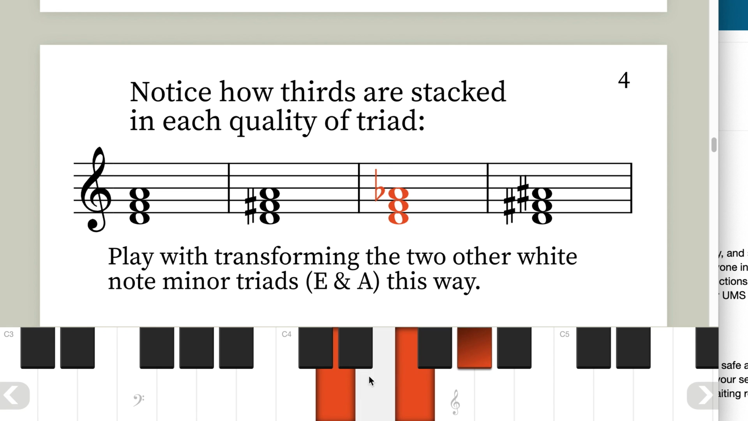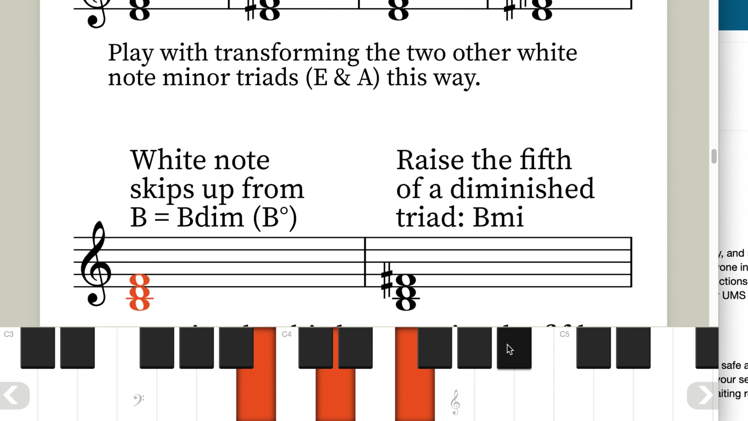Remembering that from D to A flat is a diminished fifth. It's a fifth. 1, 2, 3, 4, 5. And it's diminished. And then an augmented is a major third, 1, 2, 3, major third. So the other white note minor triads that you can start with this pattern of changing them would be on E and A. Okay, now white note skips up from B gives us a diminished triad, 2 minor thirds.